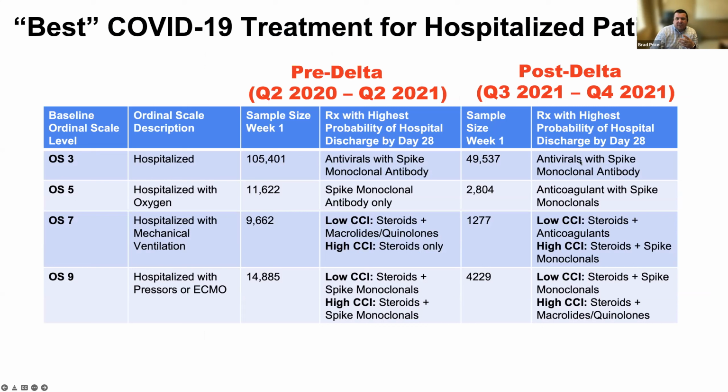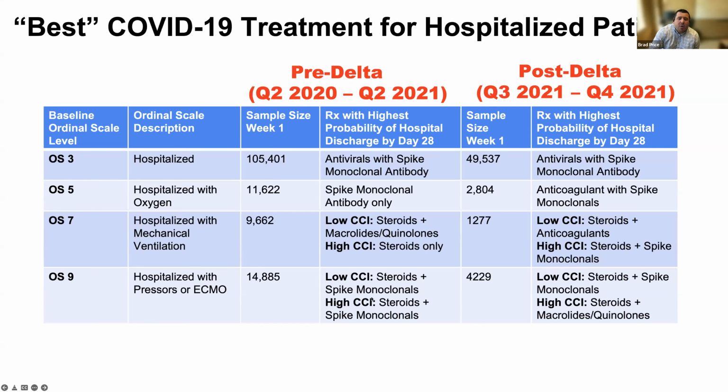We see steroids to antivirals. From an OS5 perspective, we see spike monoclonal antibodies only worked best pre-Delta. Post-Delta, during the Delta era, it was anticoagulants with spike monoclonals. We see steroids plus, and steroids only work fairly well for OS7. We see steroids and anticoagulants and steroids plus spike monoclonals do fairly well during the Delta era.